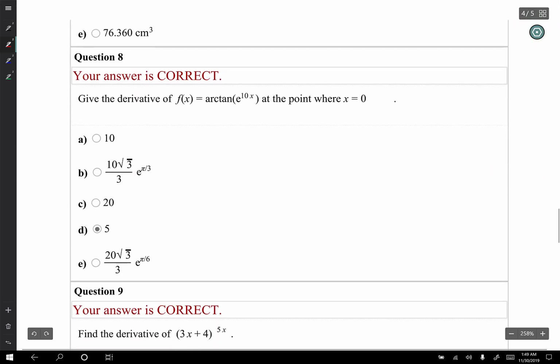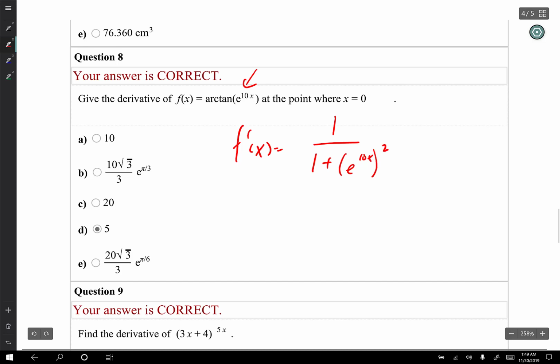All right, now it just looks like we're just doing regular derivatives. It doesn't look like there's anything special. So let's give the derivative of this function at the point where x is 0. So this is our tan. So here it is. Here's my derivative. F prime of x is equal to 1 over 1 plus whatever I have on the inside squared. So e to the 10x, close it squared.